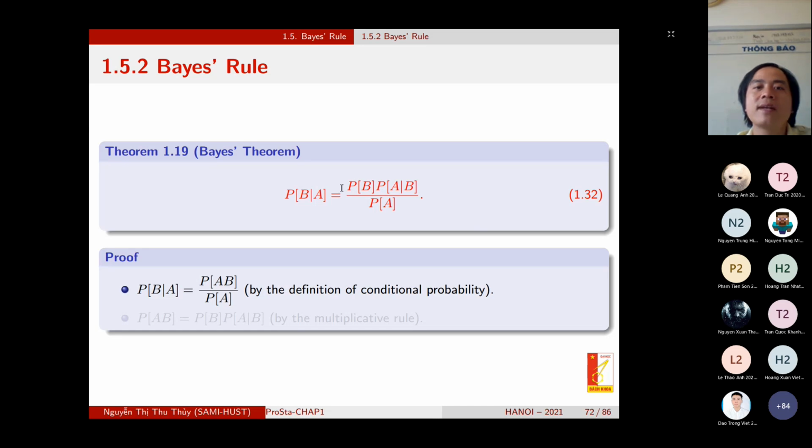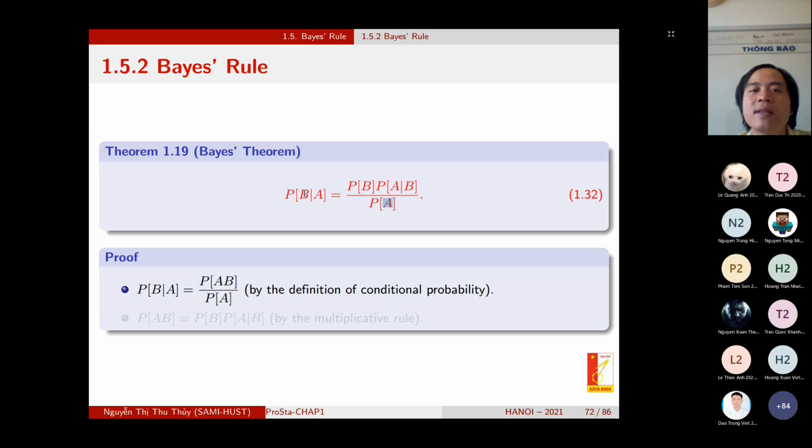And sometimes they call A the information or the evidence, and B the posterior probability given the evidence. At the beginning we know the prior information about B, for example you know P(B), that is prior information. And you know the conditional probability of A given B, and you know the probability of A. And now you can inverse the conditioning.